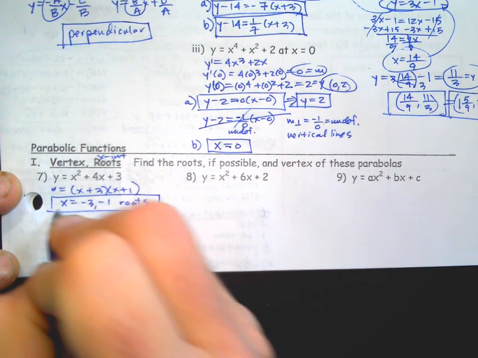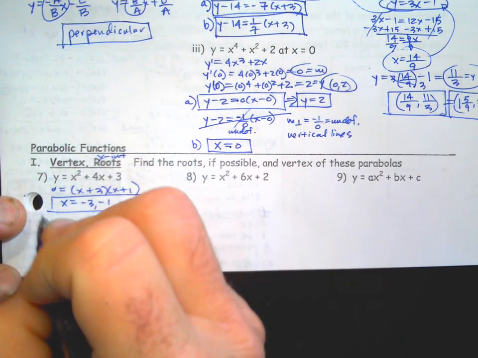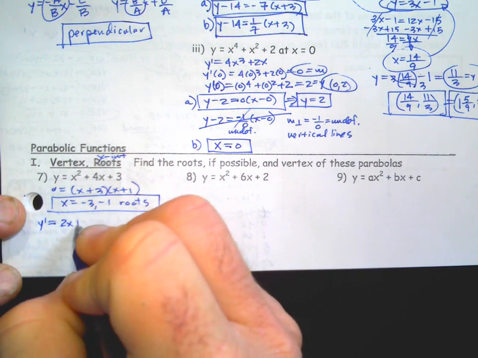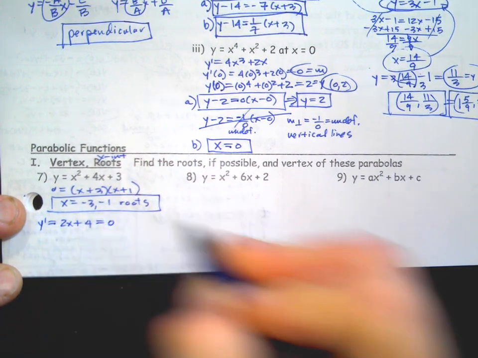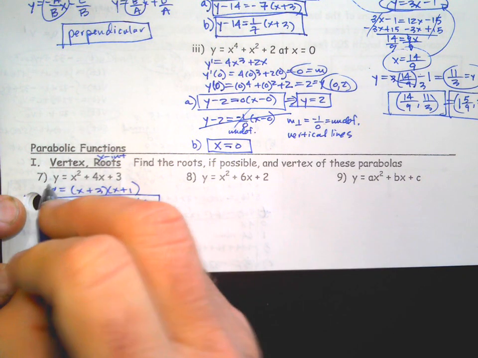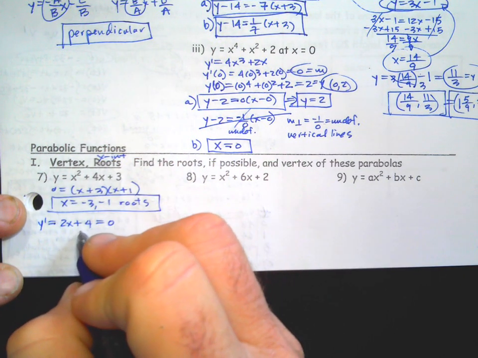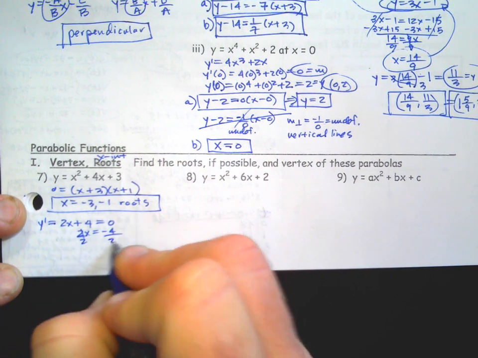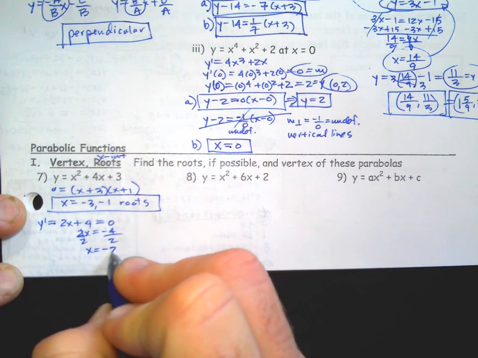Okay. And the vertex, I don't want to use the formula from Algebra 1. I want you to do derivative equals 2x plus 4. The slope has to be 0 at the vertex. So set the derivative equal to 0 and solve. Now that's the x value.